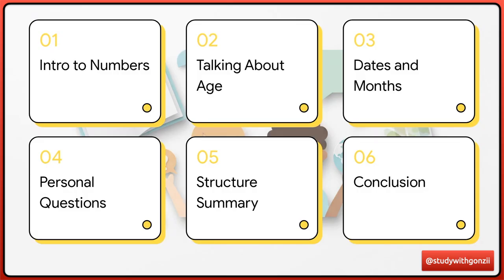So here's our game plan for today. Section 1 is an introduction to numbers. Then Section 2, talking about age. Section 3, basic dates and months. Section 4, basic personal questions. Section 5 is a structure summary and a dialogue. And finally, Section 6, conclusion.